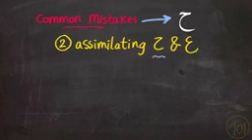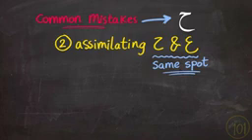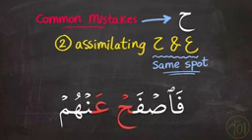The other mistake is assimilating the ha and ayn sound when they follow one another. This mistake can easily happen because both of these sounds come from the exact same spot. A mistake sounds like this: fasfah 'anhum. So when they follow one another, make sure you produce the first one clearly before moving to the next one.